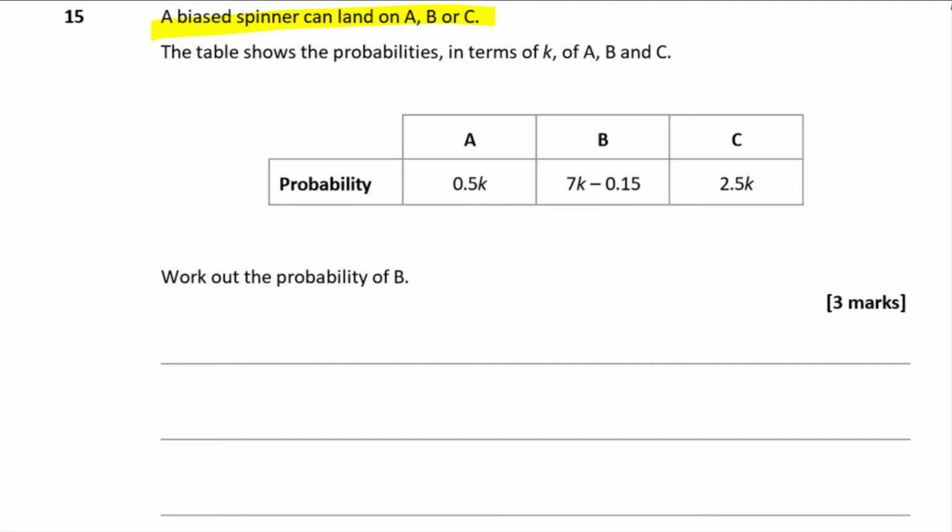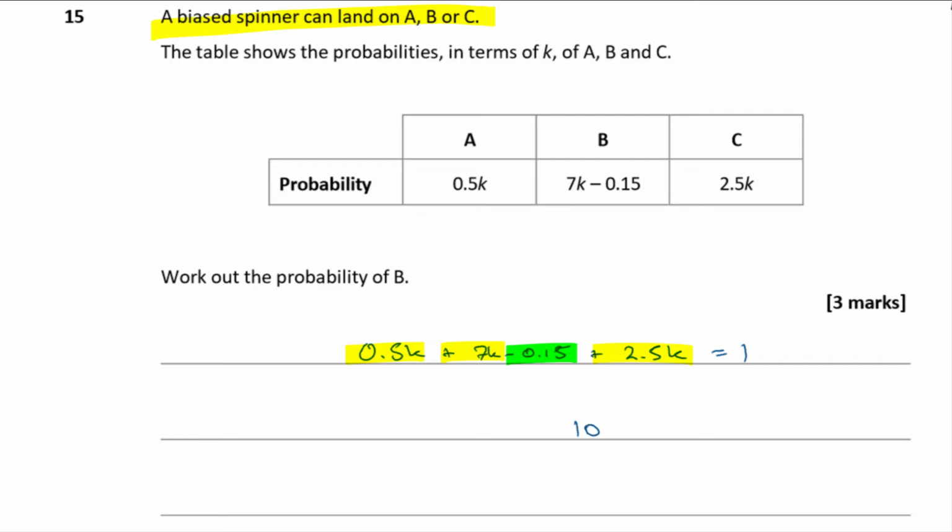Okay, so in other words, 0.5k plus 7k minus 0.15 plus 2.5k should sum to 1. All I've done is I've taken the three values in the table and I'm adding them together. So what have I got here? I have got some terms in k. There's one, there's another one, and there's another one, and I've got a number. So collecting like terms, 0.5k plus 2.5k is 3k, plus 7k, that's 10k altogether, isn't it?